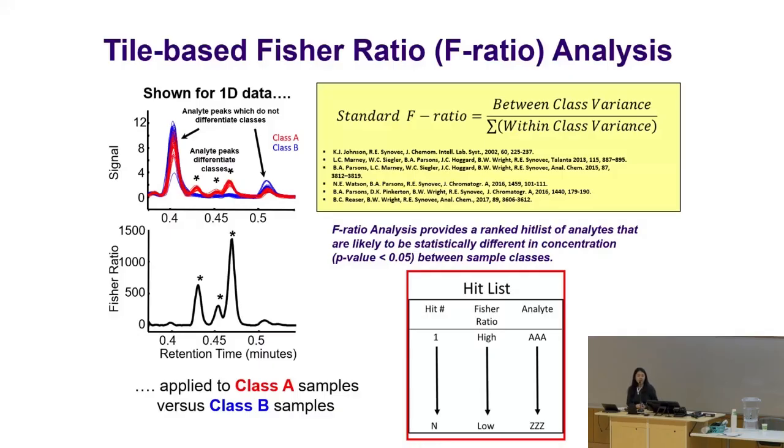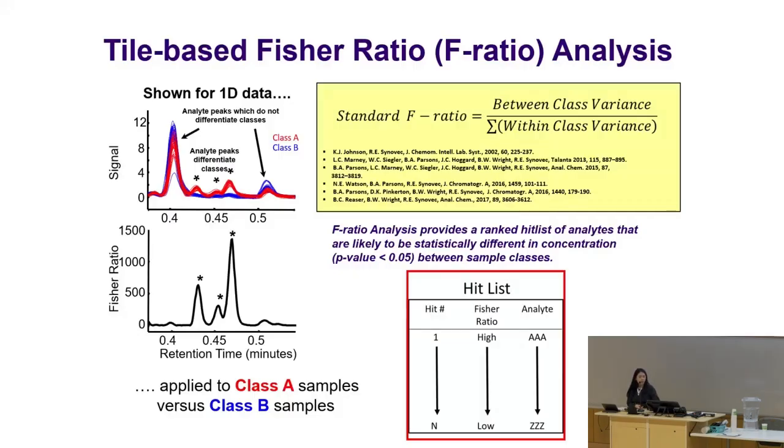I will explain this concept using one-dimensional data first. Here is our one-dimensional chromatogram. Those two analyte peaks are shown in both classes, and for the analytes in the middle, those three analyte peaks are only shown in class A. When we calculate the F ratio for every data point along the first dimension, peaks with high F ratios correspond to those analyte peaks that differ the most between the two sample classes. Overall, the F ratio analysis will generate a ranked hit list including all the analytes that are statistically different in concentration between sample classes.